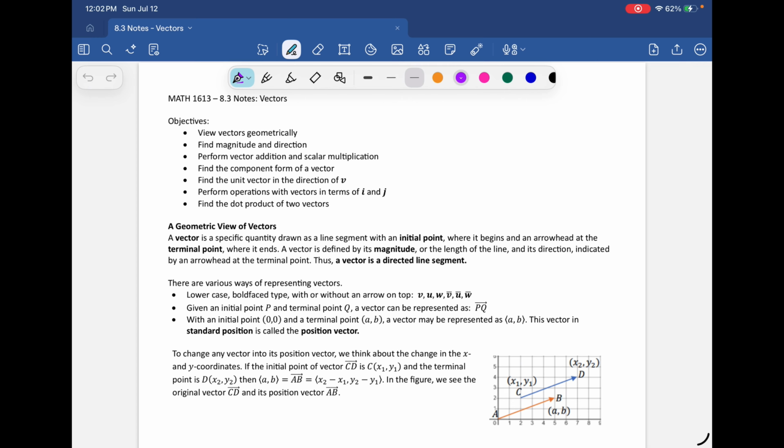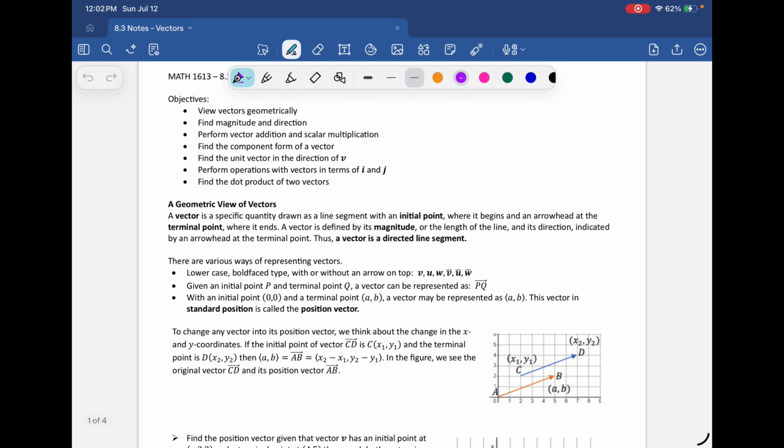All right, so we're going to find these geometrically. We're going to find magnitude and direction. We're going to do addition, subtraction, and scalar multiplication, component form, unit vector, operations, and then the dot product.